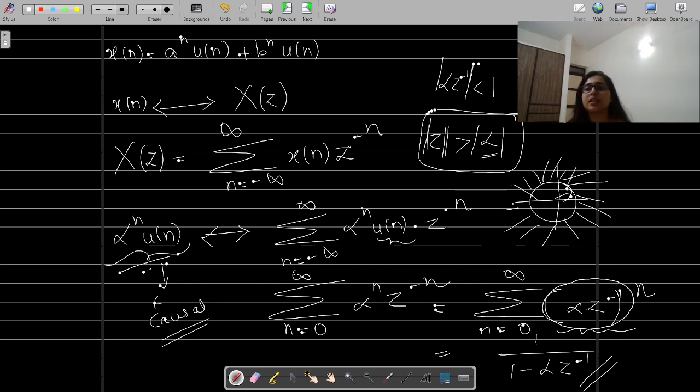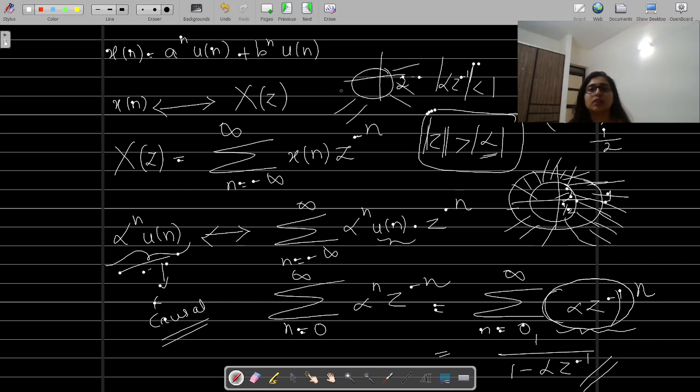Suppose alpha is less than 1, for assumption say 1 by 2. So with this 1 by 2, you will get the unity circle somewhere here. So this ROC is including the unity circle, that means it will be stable. But if alpha is greater than 1, what happens? If it is 2, the ROC is outside this 2. That means the unity circle is somewhere inside. The unity circle is not included in this particular region. It becomes unbounded. That is for mod alpha greater than 1.